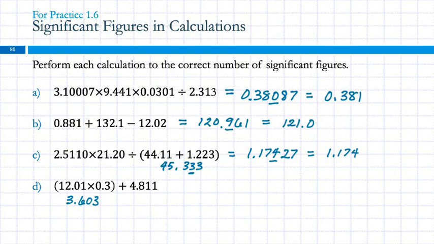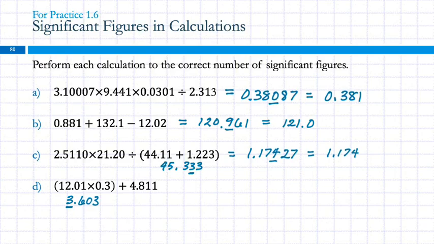But how many sig figs should that result have? Just one, right? This one had 4, but leading 0 doesn't count. The 0.3 only has one significant figure. So the result of this only has one significant figure. That is the uncertain digit.